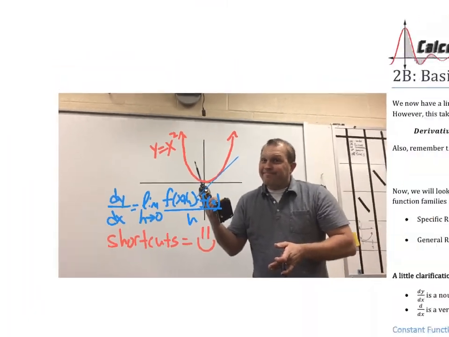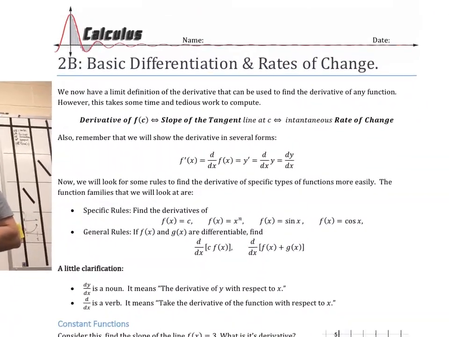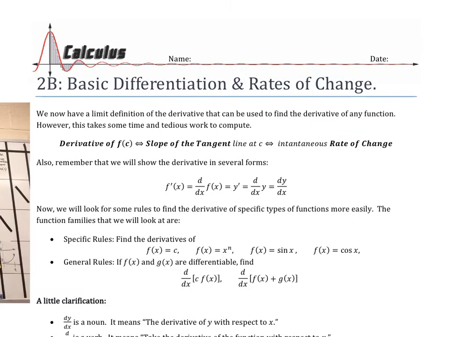We like shortcuts, so let's dig into it and see if we can find some patterns that can give us some shortcuts. All right, so we know that, as we just talked about, the derivative is the slope of the tangent line, also known as the instantaneous rate of change. So how quickly it's changing at a very moment.